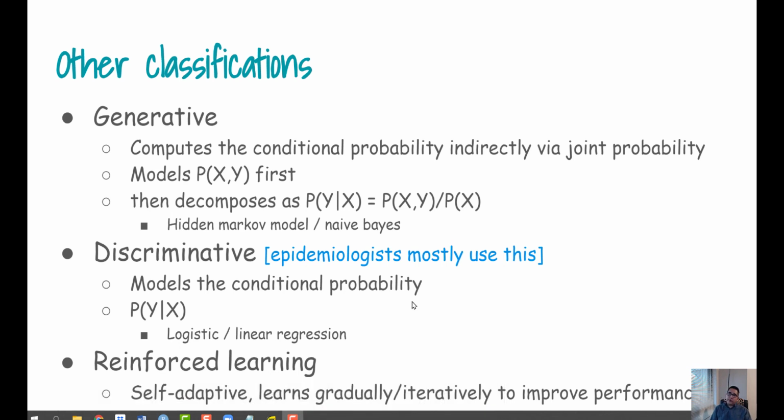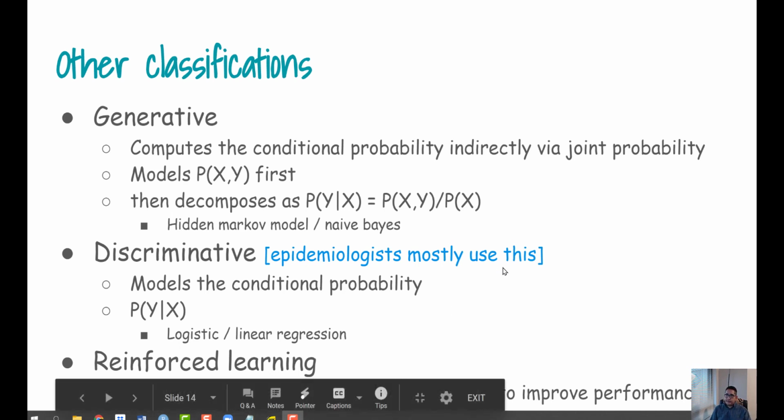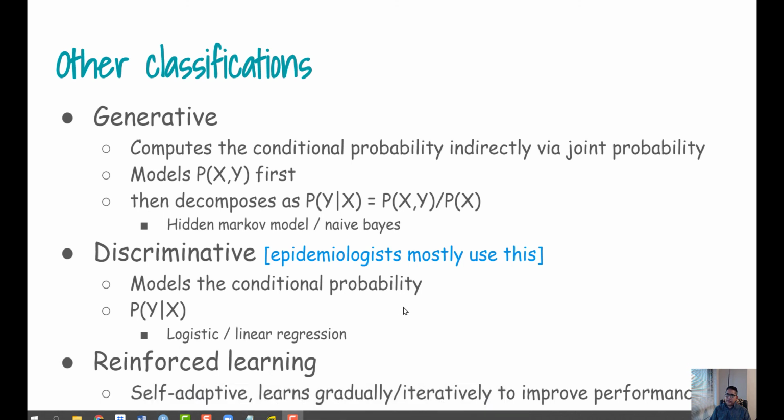from the predictor list. And there is another classification known as reinforcement learning, and this is a bit more complicated to explain, but generally speaking these are self-adaptive and they learn gradually and iteratively to improve the performance.